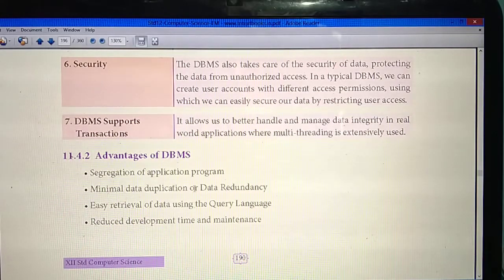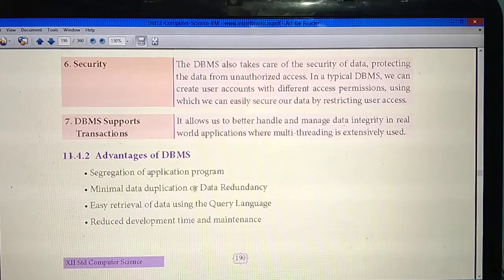Then easy retrieval of data using query language. So all the details are stored in tables. If you need to access the student detail, you should use one language called which language? Query language. By using this language, you can access the details very easily.